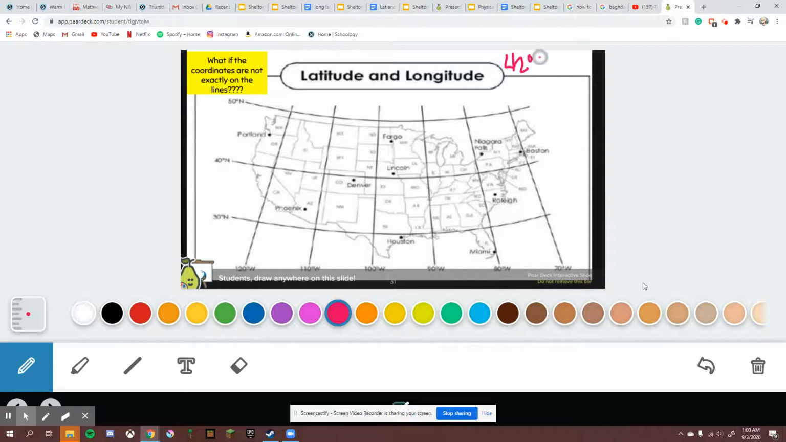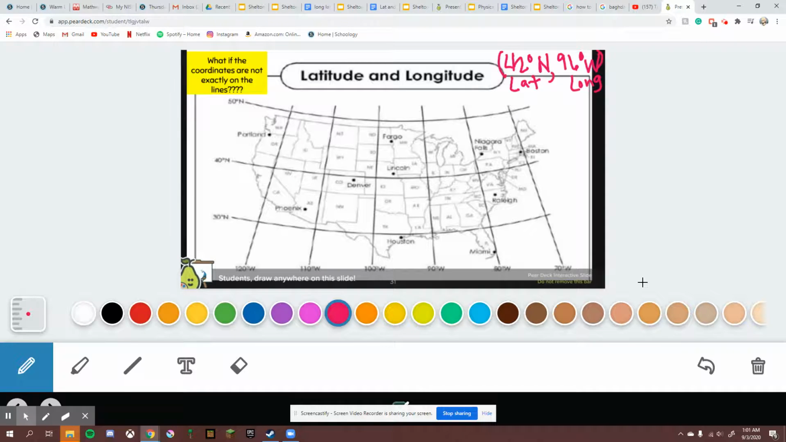42 degrees north and 96 degrees west. Okay, so what we have to do is this 42 is what we have to find first. Okay, because this is latitude and this is longitude. All right, so there's our coordinates, right? And we have to find them on the map.